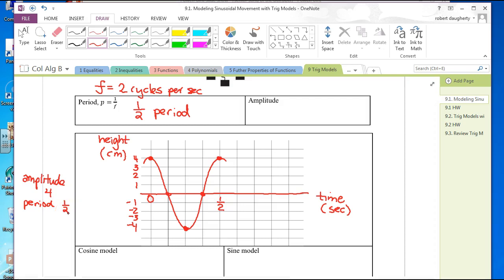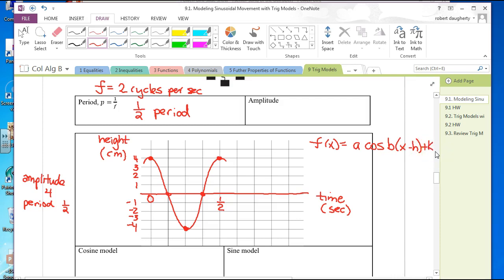And I think that there is no phase shift. It's starting at 0. There's no vertical shift because I'm here at the x-axis. Okay. Now, to find the period, I'm trying to write something that looks like this: f of x equals a cosine b x minus h plus k.